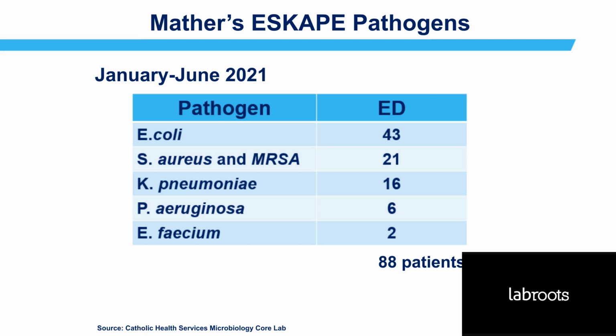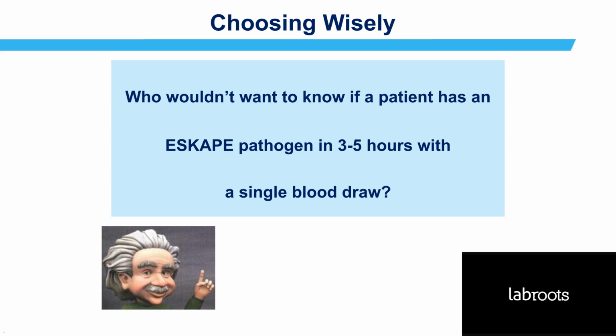And our number one pathogen was E. coli, followed by Staph aureus and MRSA, followed by Klebsiella pneumoniae, Pseudomonas aeruginosa. And no one really thought that we saw much Enterococcus faecium, but we actually had 2 patients. So it really brought to the surface what we were seeing in our specific patient population. So my question to you is, who wouldn't want to know if a patient has an escape pathogen in 3 to 5 hours with a single blood draw?